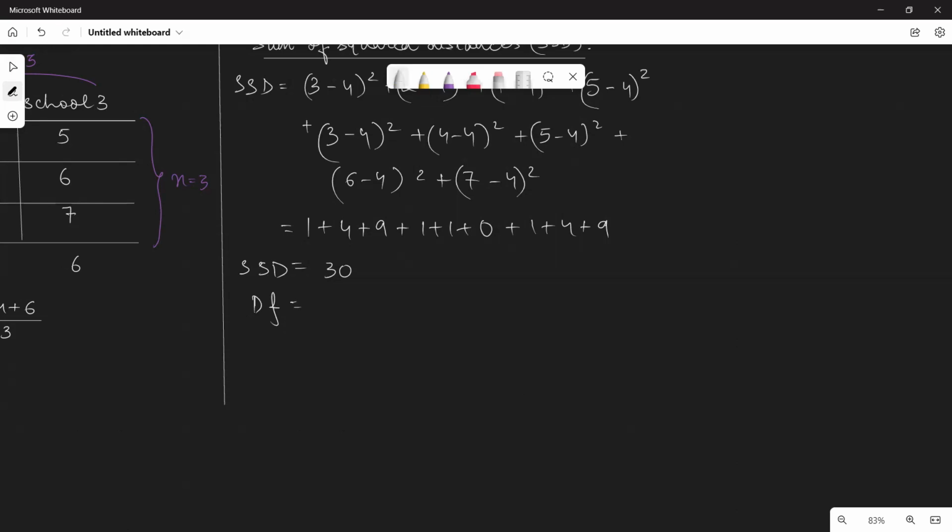Sum of square distance in general case is 30. Degree of freedom in general case is how much? M into n minus 1. This is a formula that you need to remember. M into n minus 1. This is the formula of degree of freedom.